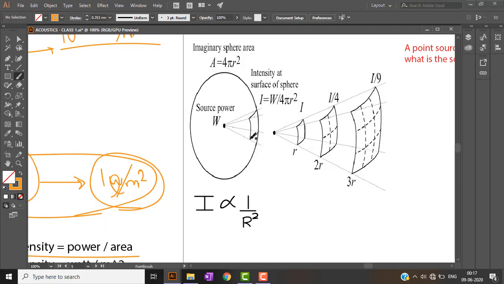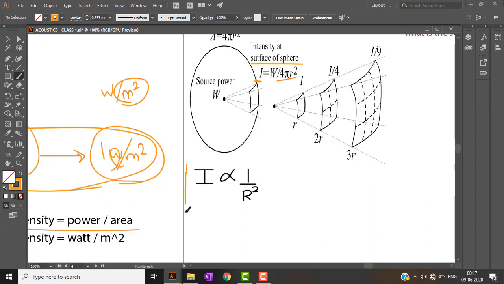Whatever area it spreads to, we know it's watt per meter square. So this meter square is nothing but the surface area of the sphere, which is 4 pi r square. A point source acts as a sphere and releases sound in all directions, so that area is the surface area of the sphere. Intensity is equal to power upon area, that's watt divided by 4 pi r square, which means intensity is inversely proportional to r square. If r increases, intensity will decrease.